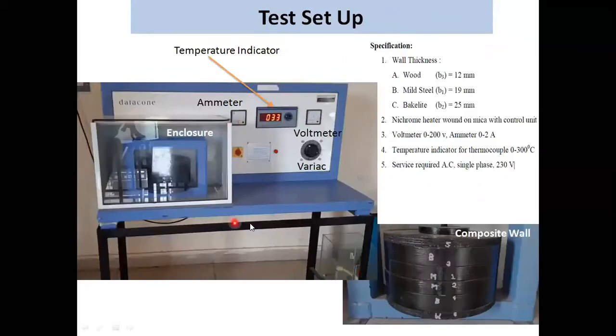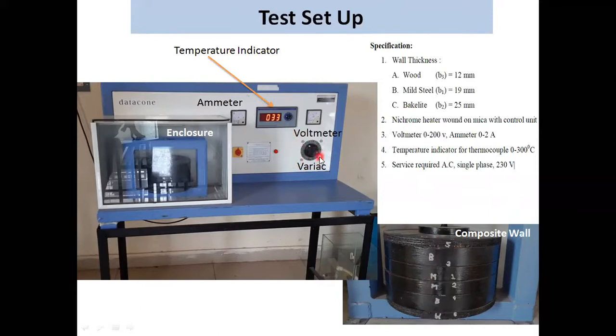So this is our actual test setup. So this is our composite wall. So between these two mild steel plates, we have a very thin heater, which is kept between two aluminum plates. So here we have the heater, and above we have mild steel, bakelite, and wood. Here also mild steel, bakelite, and wood. So heat will flow in both the directions.